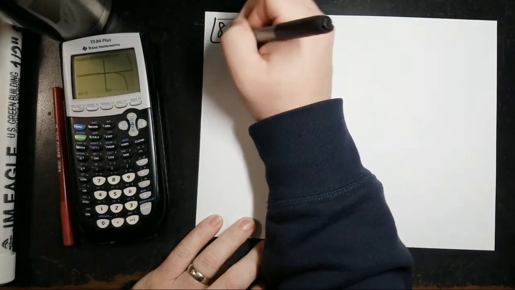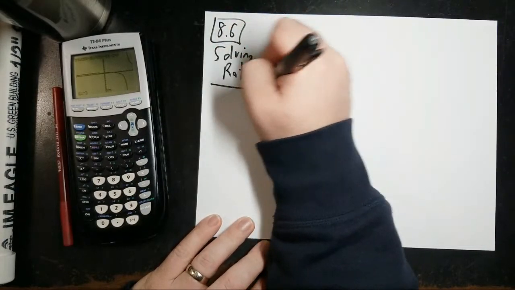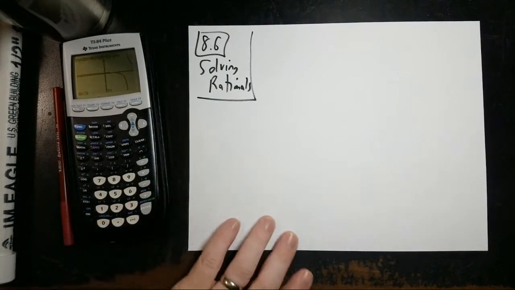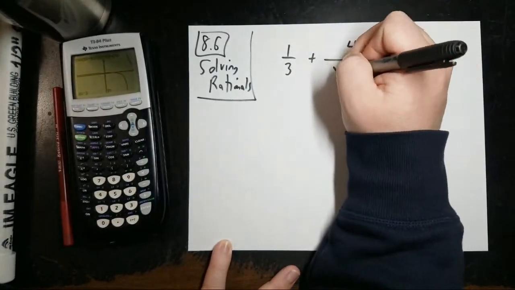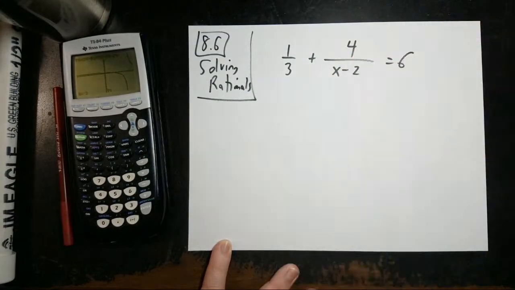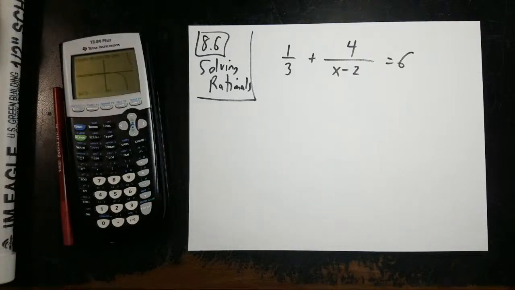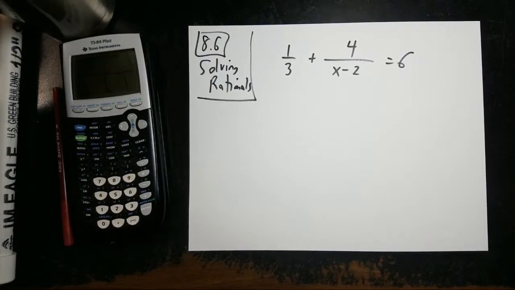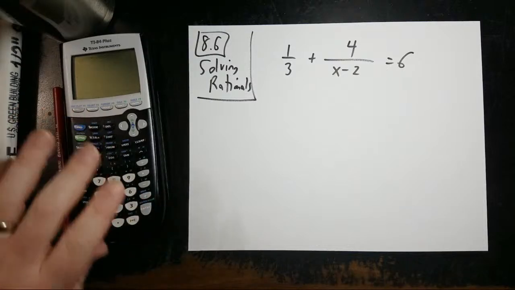With 8.6. I had skipped 8.5. Solving rationals. Let's start with something like this. Now, solving this case, yes, you are going to get x by itself. But we got to destroy all those fractions. We have to destroy all those fractions.